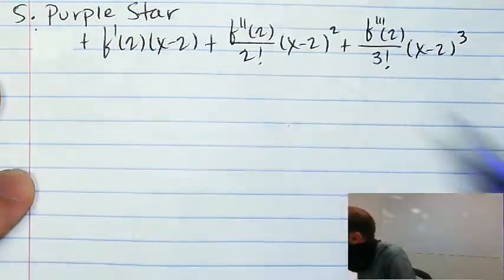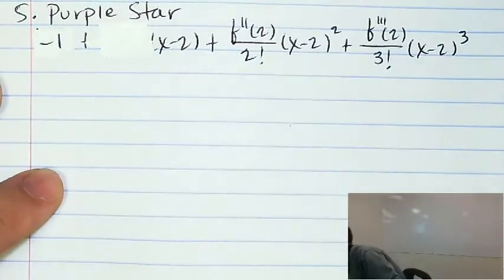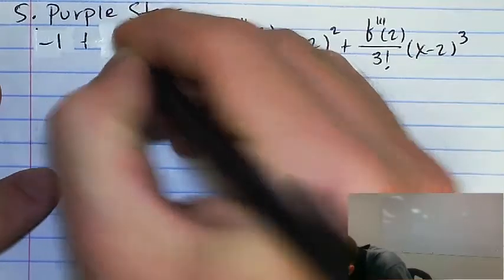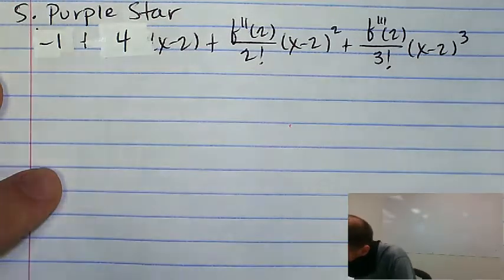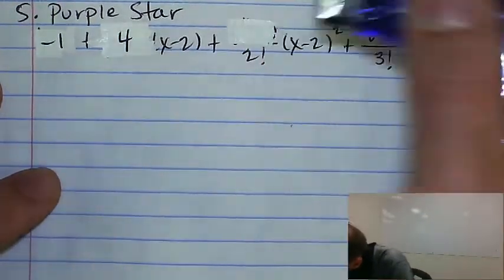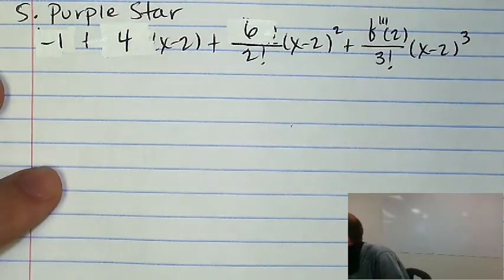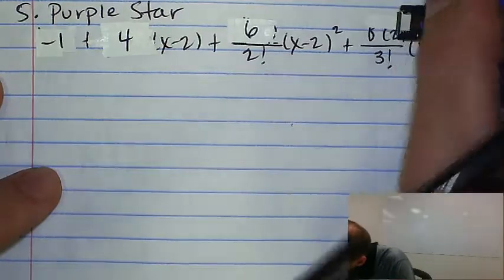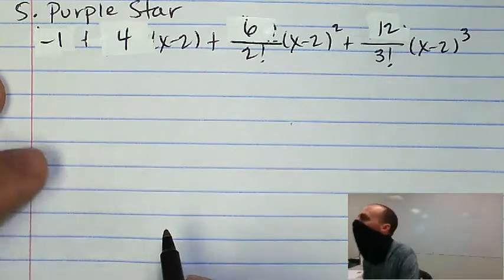All right, so they told us that f of 2 is equal to -1. They told us that f prime of 2 is 4. The next one is going to be 6, right? Yeah, f double prime is 6. And f triple prime is 12. And then they're asking us to plug in 2.1.